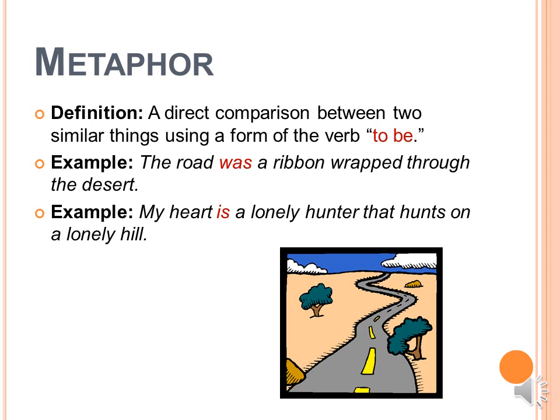Another example: my heart is a lonely hunter that hunts on a lonely hill. Comparing the heart to a hunter, they have the same motivations in some ways, so that's the connection. But it uses the to be verb is. And I keep going back and forth between metaphor and simile because this is usually what people get confused on. I even get confused on it sometimes. So really just remember like or as is a simile, and some form of the to be verb is a metaphor.